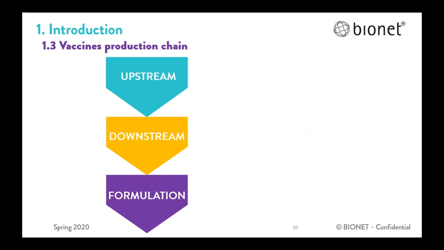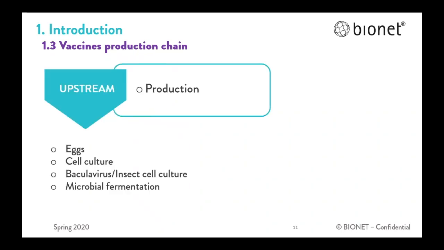More or less, all the vaccines share the same production chain, which includes an upstream, downstream, and final formulation. The upstream involves the production of the vaccine. Production can be done from different sources that include eggs, cell culture, insect cell culture, and microbial fermentation.